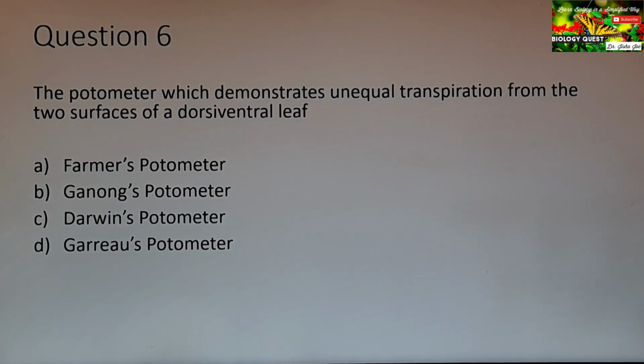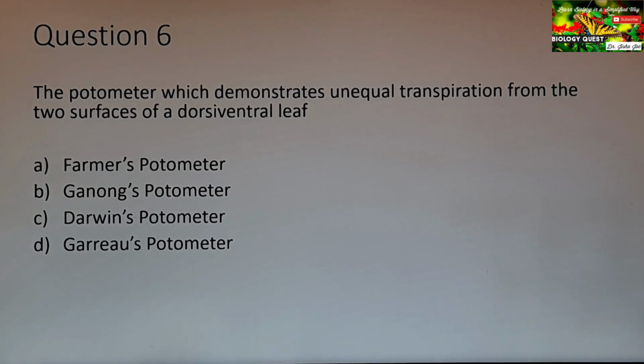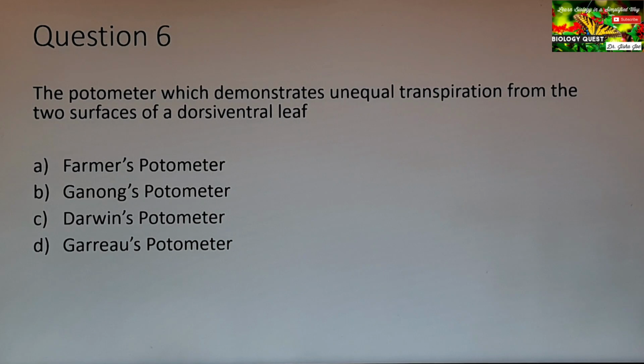So what is Farmer's Potometer? Farmer's Potometer is used to measure the rate of water intake by a plant. The same is the case with Ganong's Potometer; the function is the same. Both are used to measure the rate of water intake by a plant. The third option, Darwin's Potometer, is used to demonstrate the suction force created due to transpiration. And Garreau's Potometer is used to demonstrate unequal transpiration from the two surfaces of a dorsiventral leaf.